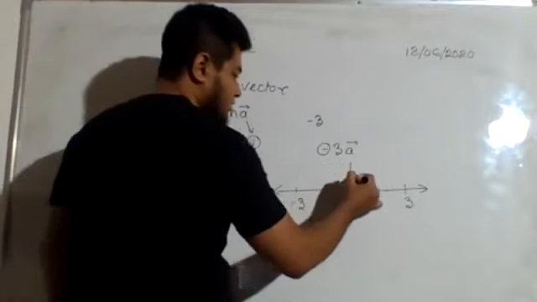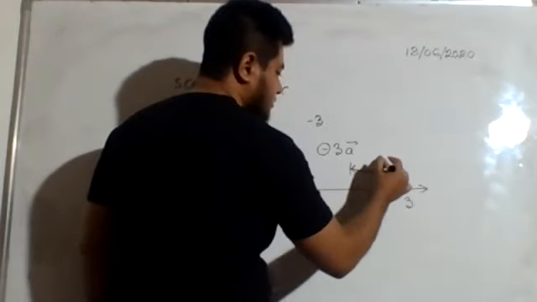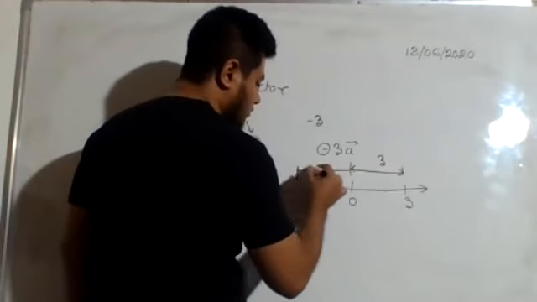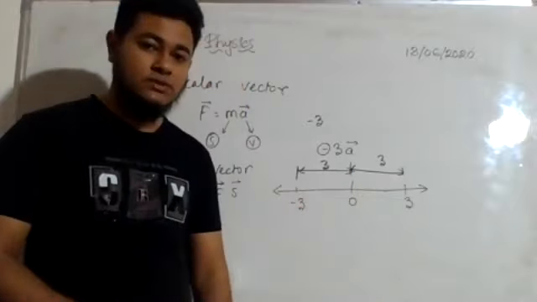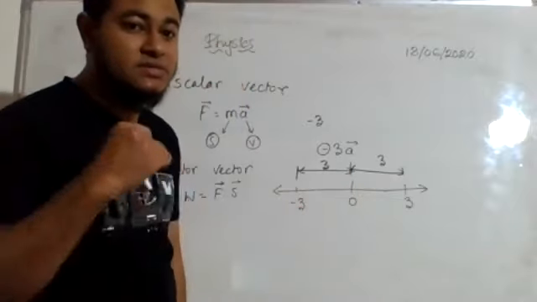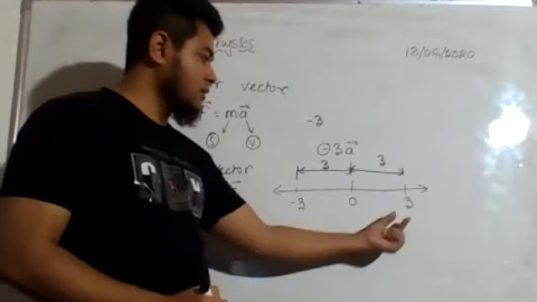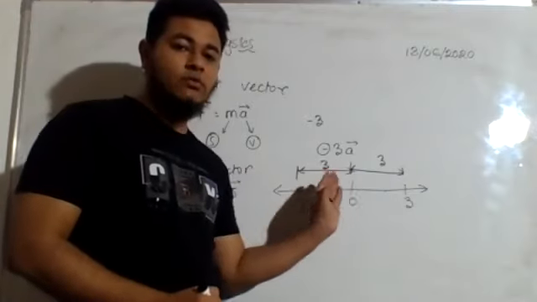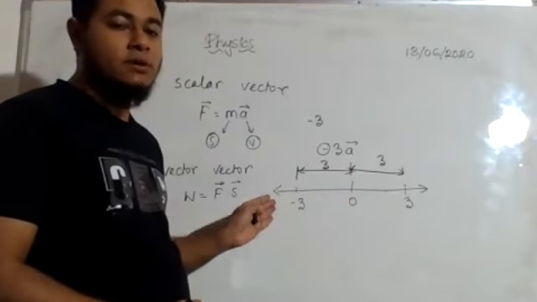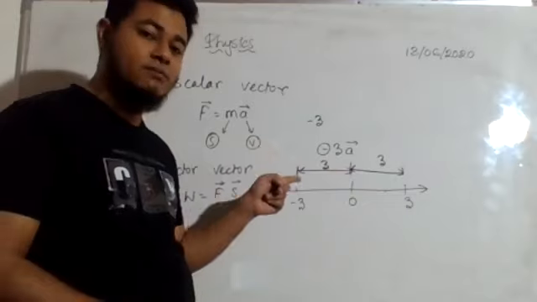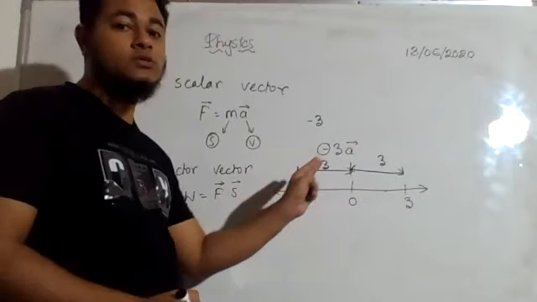In both cases, you will move a distance of 3. Here also, if you want to come, you will move a distance of 3. The distance is 3 in both cases, but the minus represents the direction. If you give +3, I will move in the right direction, 3 distance. If you give me -3, then I will move the same 3 distance, but now in the opposite direction.